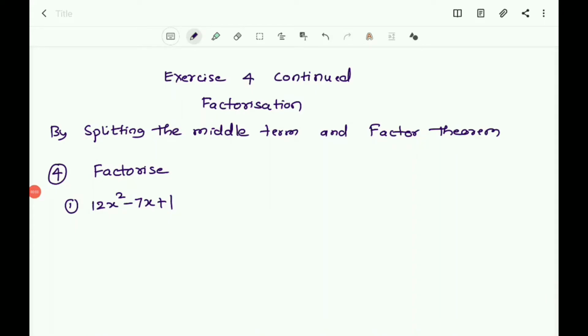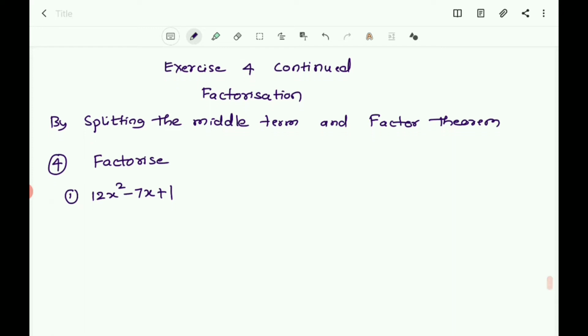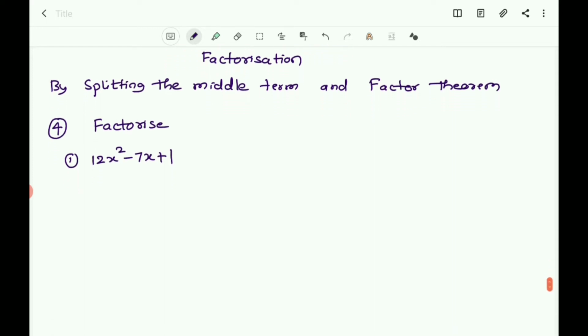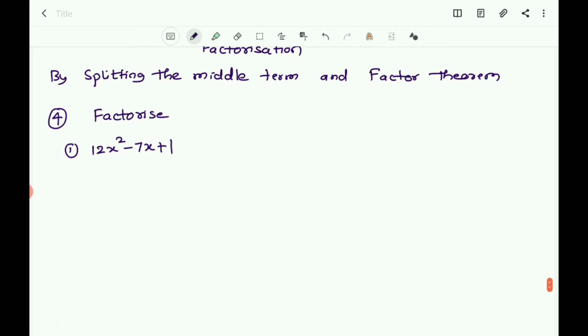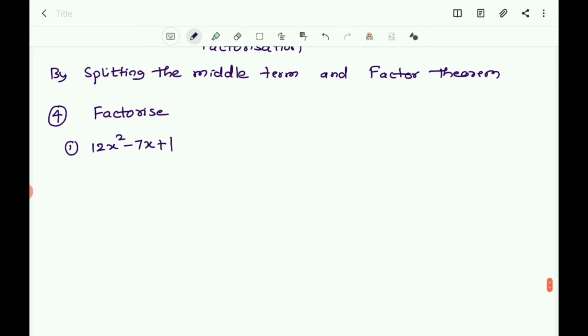Children, it is a continuation of the chapter Polynomials. Now Exercise 4 is continued here. That is the fourth exercise, factorization by splitting the middle term and also by using the factor theorem. So you take the first question of the fourth exercise, that is factorize 12x square minus 7x plus 1.